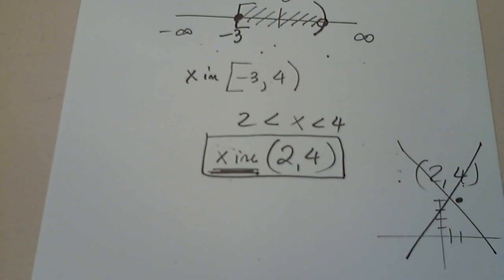Good. x less than or equal to negative 8. A, B, C, D. B. Yes, because you have to use a bracket. The bracket has to be at negative 8, and it's everything to the left of negative 8. Very good.